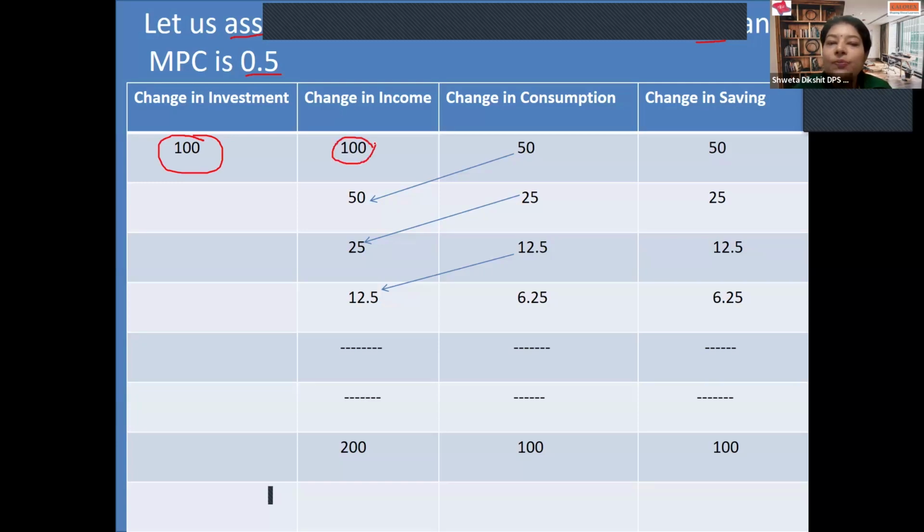Now, that entire rupees which is being invested by somebody else is earning as well. That earning is further divided into 2 parts because MPC is 0.5, matlab aadha, half. Half of the income is being consumed and half of the income is being saved. So you see 50 rupees is being consumed and 50 is being saved. Remember, a person's consumption is another person's income.